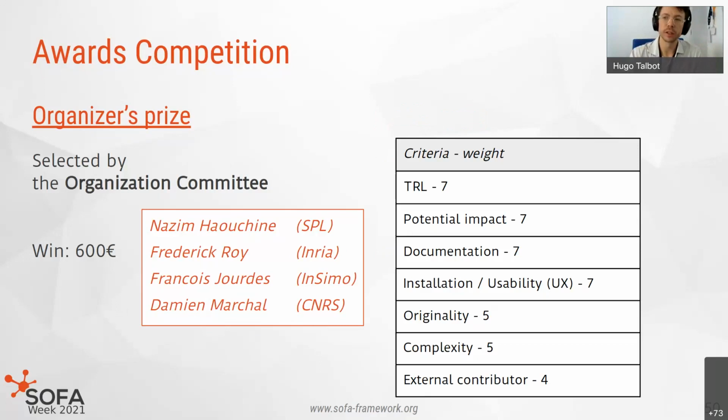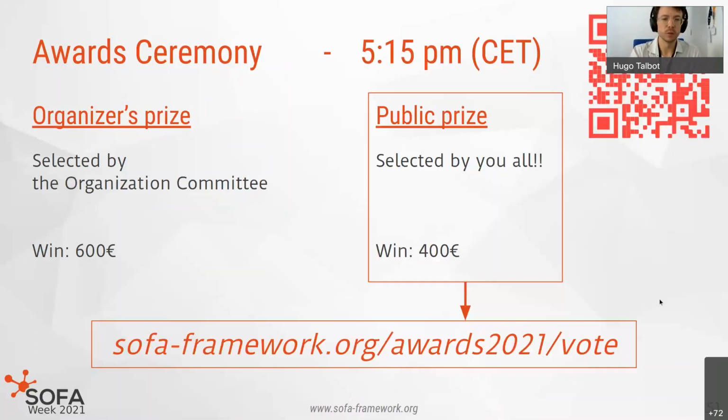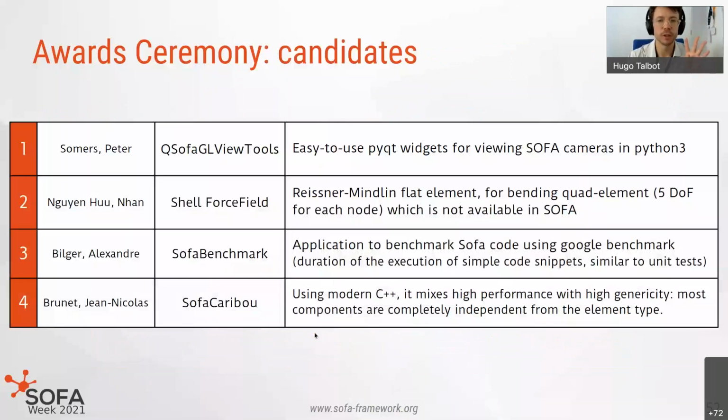And those were the criteria: readiness level, impact, documentation, installation, usability, and something that we always want to push forward is external contributors. So guys, never hesitate to contribute. You can always vote, and we'll put again the link in the chat, for the public prize. There are 4 different candidates, and I will do that quite quickly. Sorry guys for making that short.